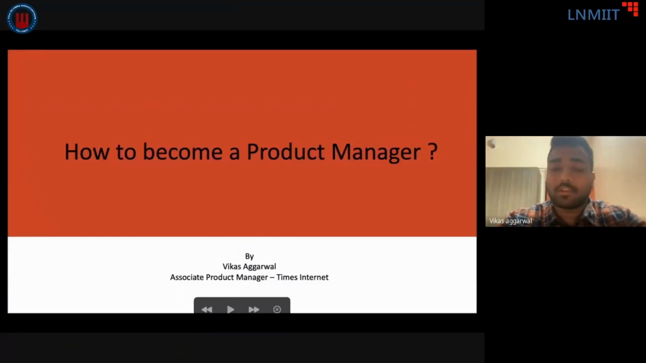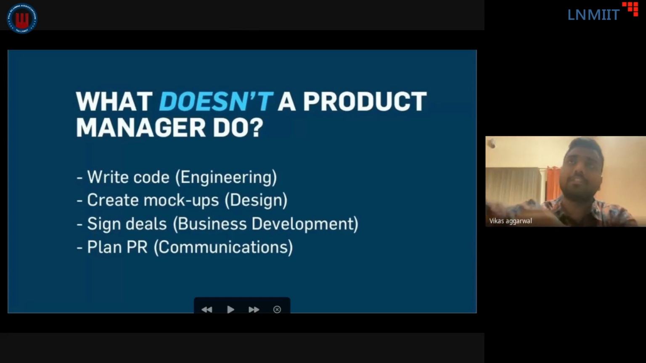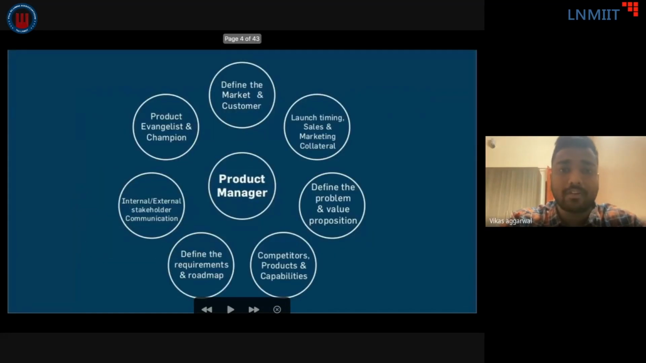Like how to become a product manager, and what does a product manager do and not do. This is very important. Once you read about product management in detail, you will come to the conclusion that a product manager does not write the code. So these are the things he does, and what he doesn't do, we will also try to understand first.